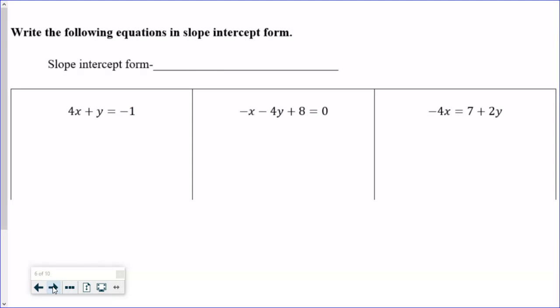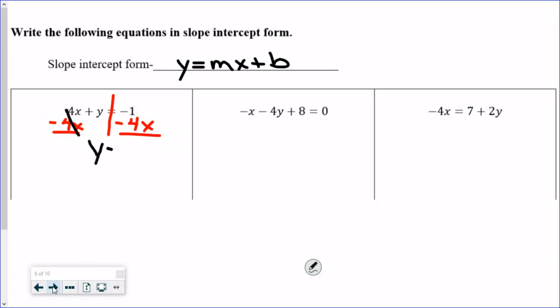What is slope-intercept form? That is y equals mx plus b. So getting it in slope-intercept form, which is what we just started doing, means getting y by itself. So this would be y equals, and it's important you put the x first before you put the 1, because the x has to be first.